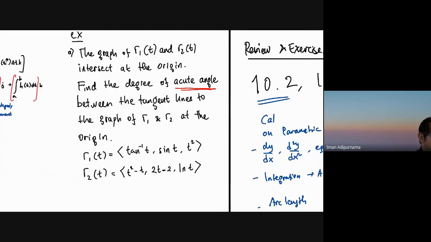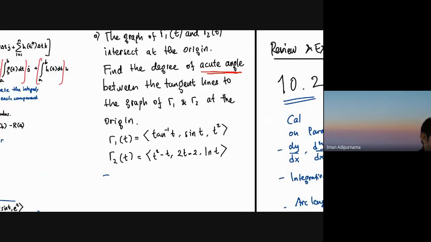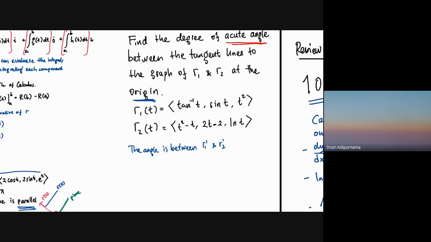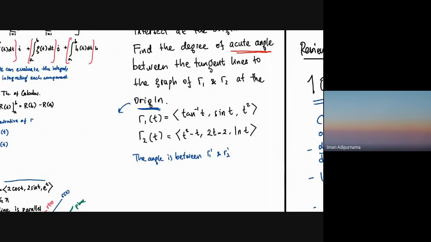So the angle is between r prime 1 and r prime 2. And origin means, if you have a space, origin means this point, this origin. Okay.